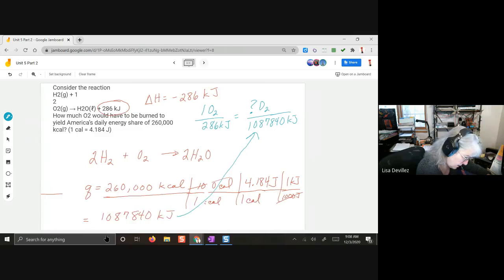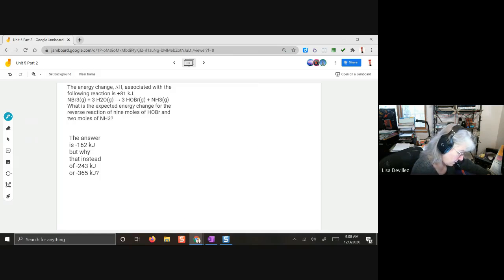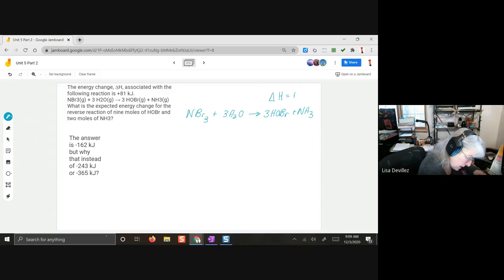Okay, let's see. Okay, so we have NBr3 plus 3H2O is 3HOBr plus NH3, and it's saying that delta H is a positive 81 kilojoules. And it says, what is the expected energy change for the reverse reaction?